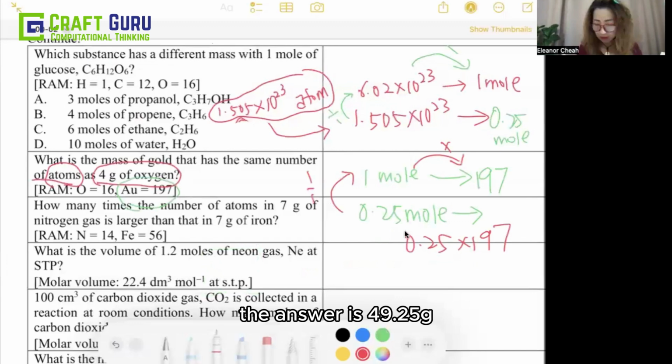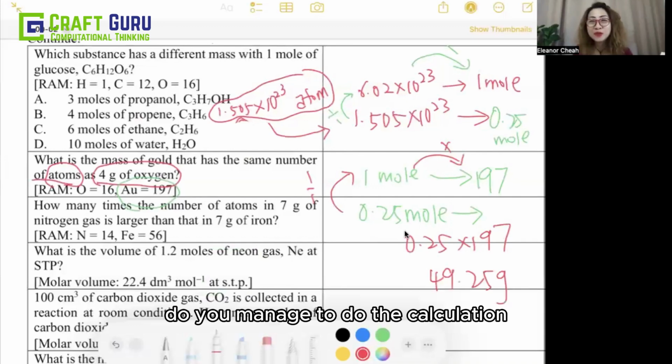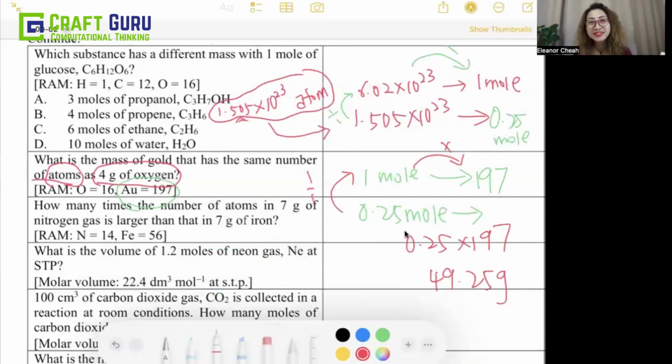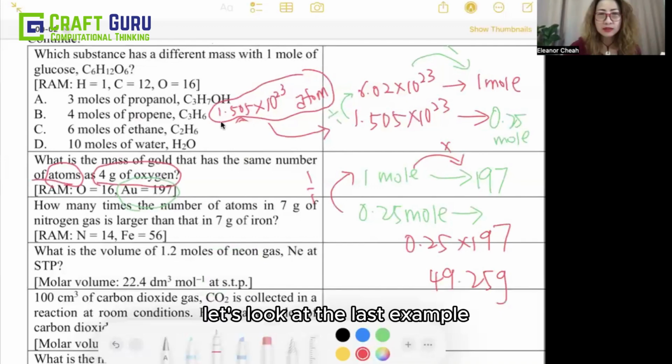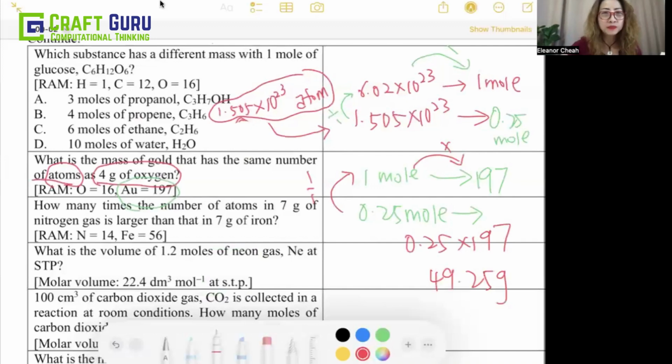The answer is 49.25 gram. Did you manage to do the calculation? All right, so let's look at the last example.